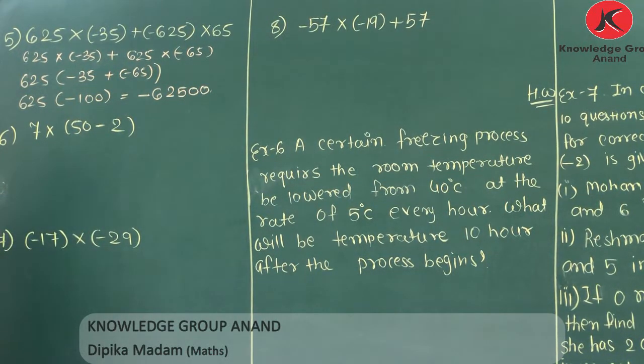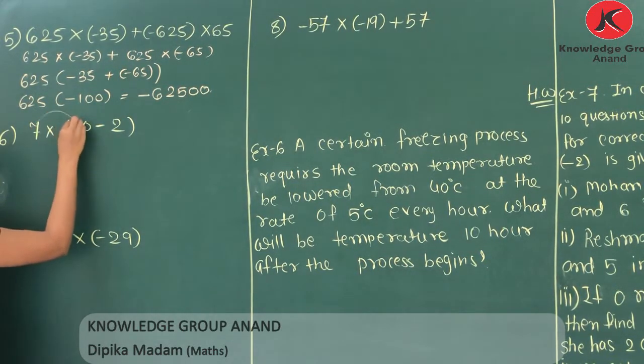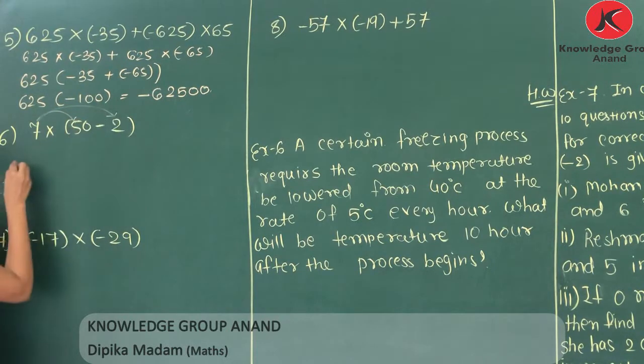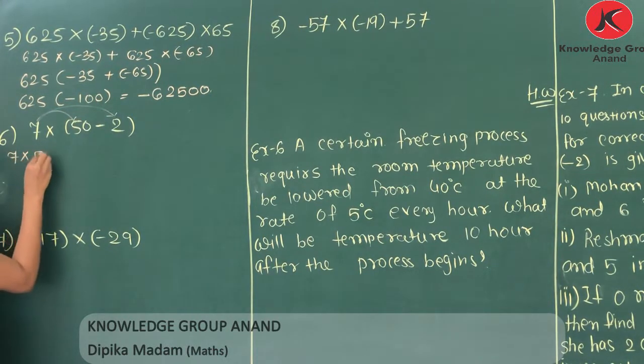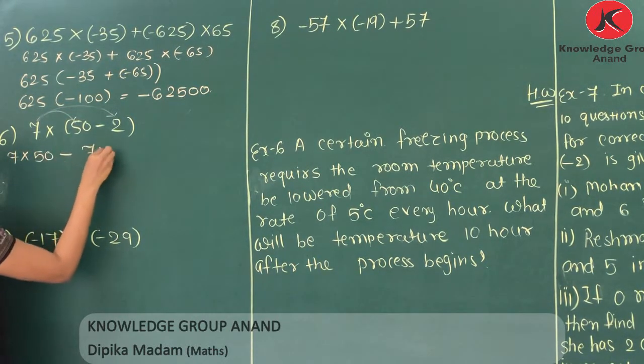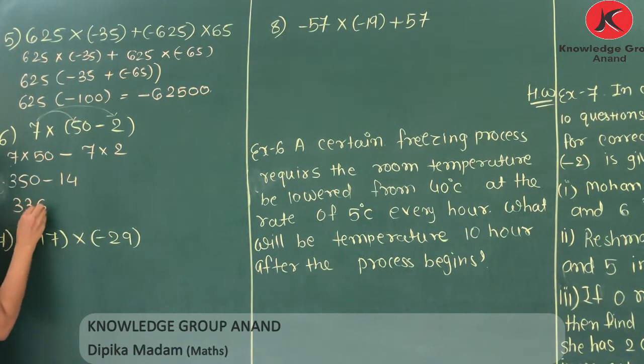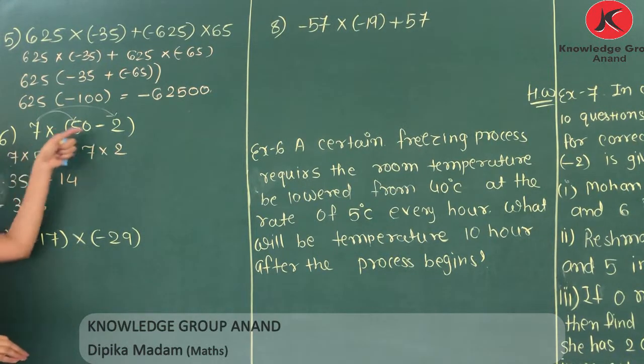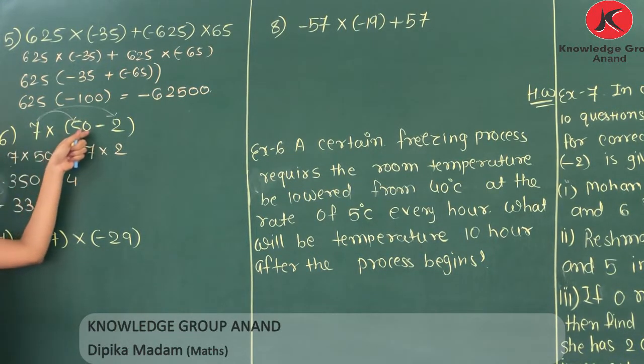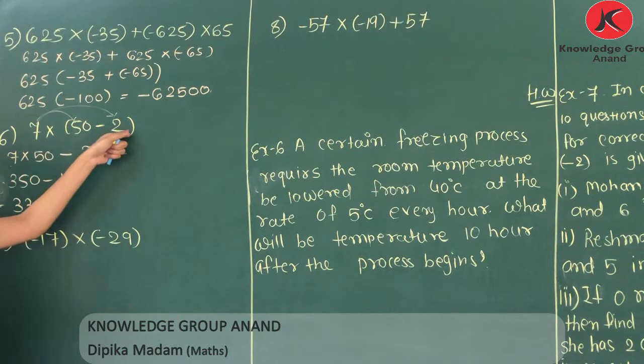Next example, 7 multiply 50 minus 2. What do we have to apply? Multiplication over subtraction. So we can multiply 7 with 50 and 7 with 2. 7 multiply 50 minus 7 multiply 2. 7 5s are 350 minus 14. Subtraction of numbers, 336. Clear? Multiplication over subtraction. 7 is multiplied with 50. 7 is multiplied with 2.